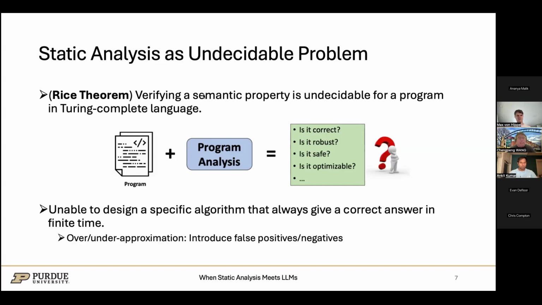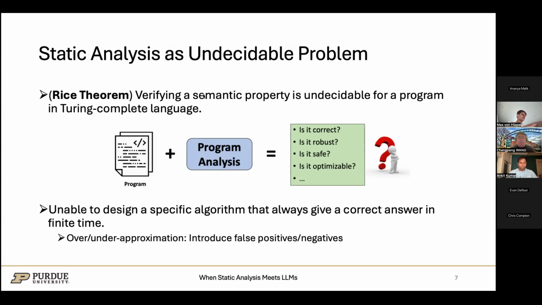So in practice, if we want the algorithm to give the output in finite time, we have to do some kind of approximation, which means over-approximation or under-approximation. These can induce false positives and false negatives, which means the static analysis reports some bug that is actually a false positive. It's not a real-world true bug. And also it can miss some bugs. So due to the undecidability of the static analysis problem, such over-approximation or under-approximation can introduce false positives and false negatives. So this is a very hard problem.